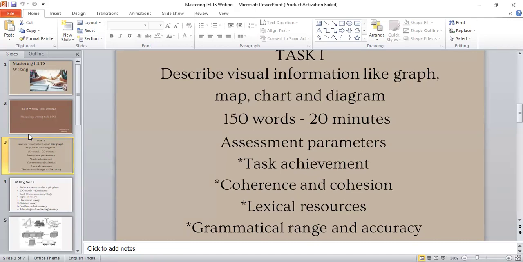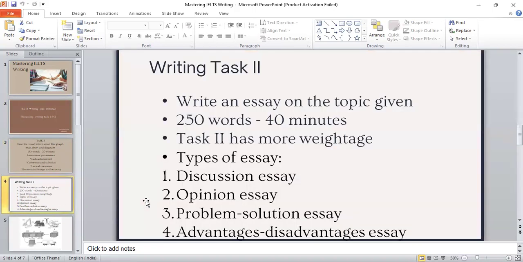And coming to task 2, you have to complete this within 40 minutes and write at least 250 words, and different types of essays will be given there, like a discussion essay, opinion essay, problem solution essay, and advantages disadvantages essay. An opinion essay is also an agree or disagree essay. There will be an opinion given, and do you agree or not agree with this? If you agree with that opinion, you have to state the reasons clearly, and if you disagree, you have to state that reason as well. That's how an opinion essay works.